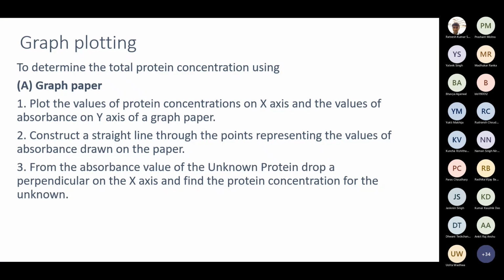So the next part of this experiment is plotting the graph. I hope everyone of you knows how to plot a curve on a graph paper. You have to plot the protein concentration on the x-axis and the absorbance values on the y-axis, and then construct a straight line. From the absorbance value of the unknown, drop a perpendicular on the x-axis and find the protein concentration of the unknown.